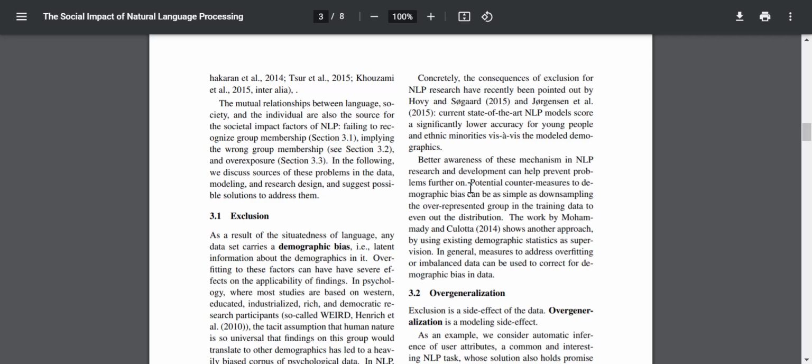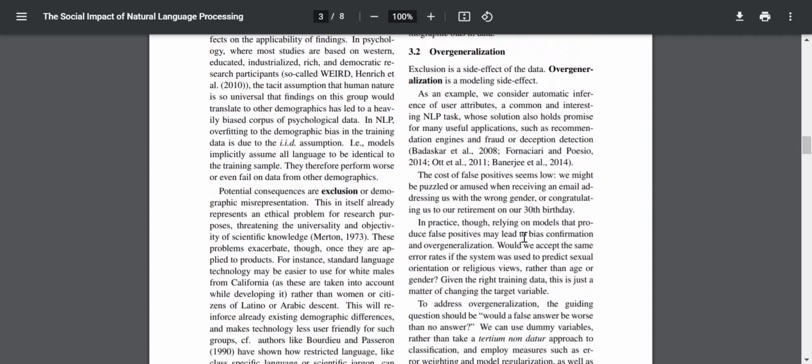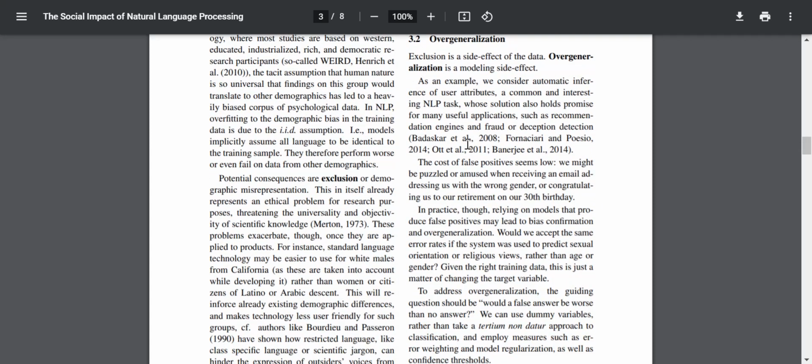The work by Mohammady and Culotta shows another approach by using existing demographic statistics as supervision. In general, measures to address overfitting or imbalanced data can be used to correct for demographic bias in data. Then you have the problem of overgeneralization. So exclusion is a side effect of the data. Overgeneralization is a modeling side effect. Exclusion is when the data does not represent the groups, but overgeneralization is when the model itself learns more about a particular group or is trying to generalize to a particular group.